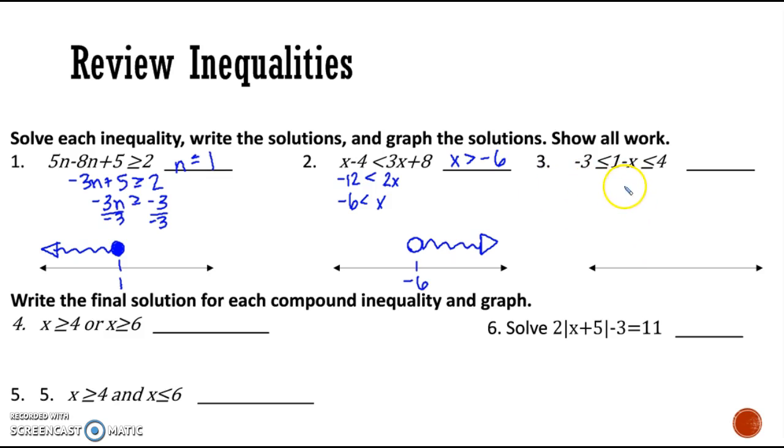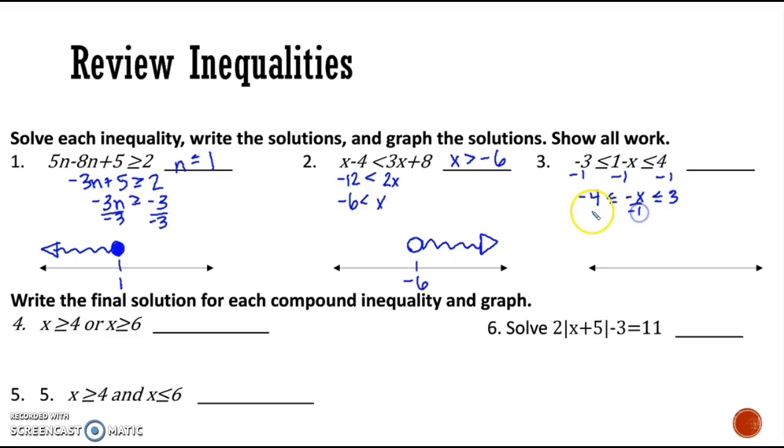For number 3, it's a compound inequality because I've got two inequality symbols and I've got my variable in the middle and two constants on the outside. It works the same way as everything else except that whatever I do to the middle, I now have to do to every section of my inequality. So whatever goes to the middle goes on the left and the right. So to get the x by itself, I'm going to subtract the 1 from all three sections. So I get negative 4 less than or equal to negative x less than or equal to 3.